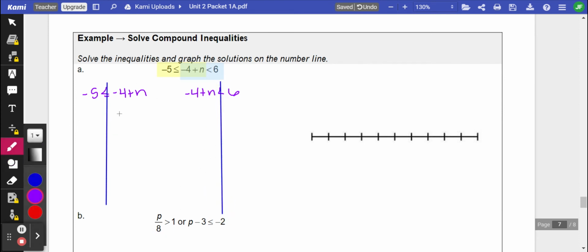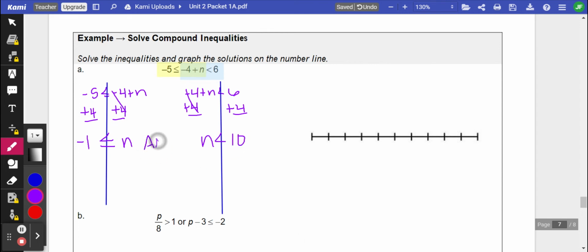So to get the n alone, I'm going to add 4 to both sides. And since I'm not multiplying or dividing, I don't have to worry about flipping my sign. So I'm left with -1 is less than or equal to n. We follow the same steps for the second one since the middle part was the same. So add 4 to both sides and we're left with n is less than 10.